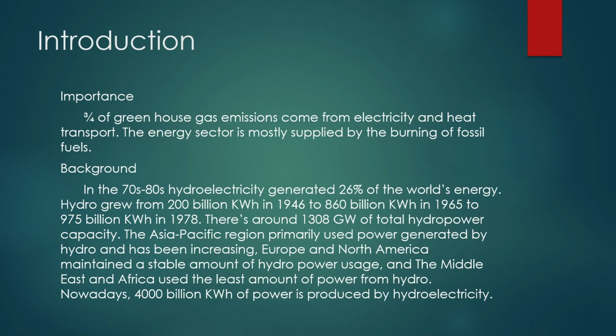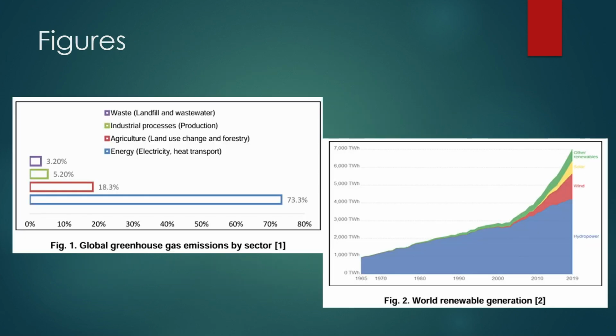Nowadays, 4,000 billion kilowatt hours of power is produced by hydroelectricity. Let's move on to the figures. These are all taken out of the paper.